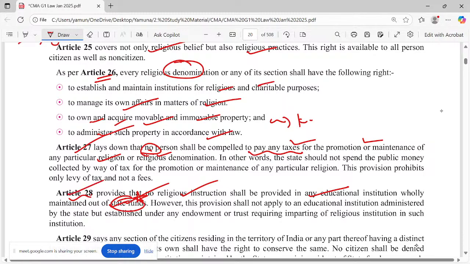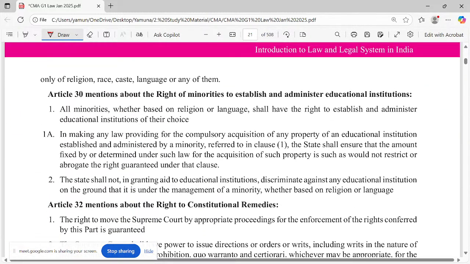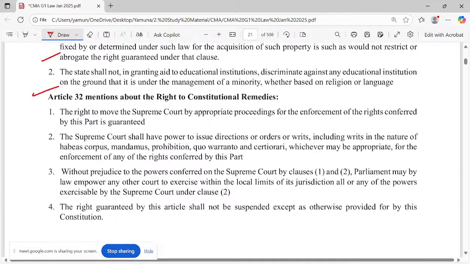That's about Article 28. Article 29, any section of the citizens residing in the territory of India or any part having a distinct language, script or culture, you should not degrade them. Okay, you should not degrade them. Then Article 30 talks about rights of minority to administer educational institutions. This I have already spoken. Then yes, Article 32 talks about right to constitutional remedies.